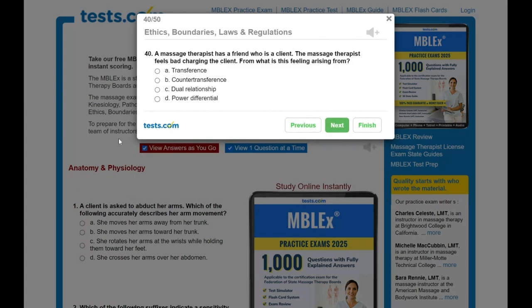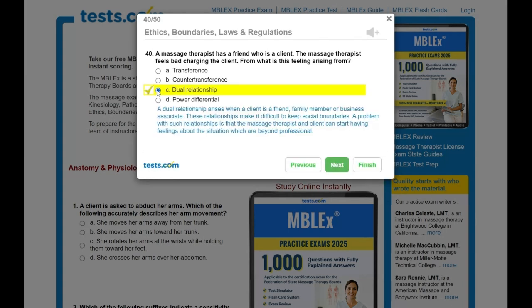Question 40. A massage therapist has a friend who is a client. The massage therapist feels bad charging the client. From what is this feeling arising from? A. Transference. B. Countertransference. C. Dual relationship. D. Power differential. C. Dual relationship. A dual relationship arises when a client is a friend, family member, or business associate. These relationships make it difficult to keep social boundaries. A problem with such relationships is that the massage therapist and client can start having feelings about the situation which are beyond professional.